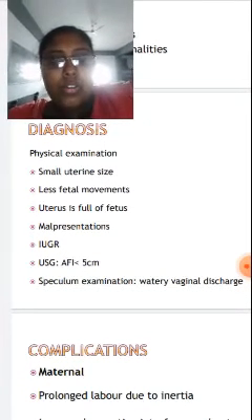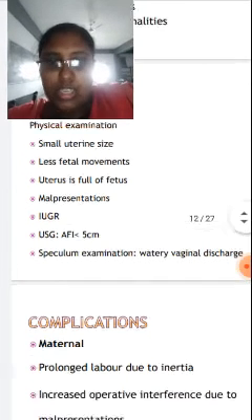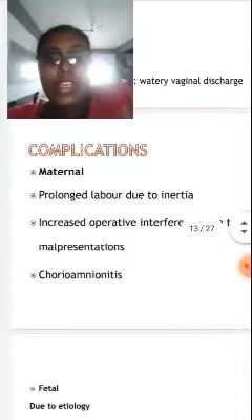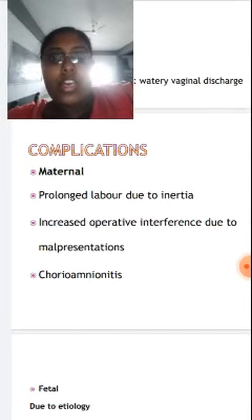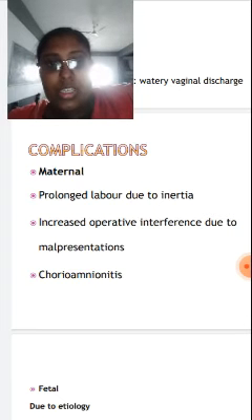If you go for a speculum examination, watery vaginal discharge can be identified. Then the complications: maternal complications like prolonged labor due to inertia, and increased operative interventions.